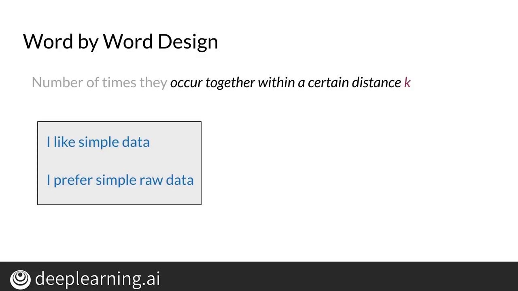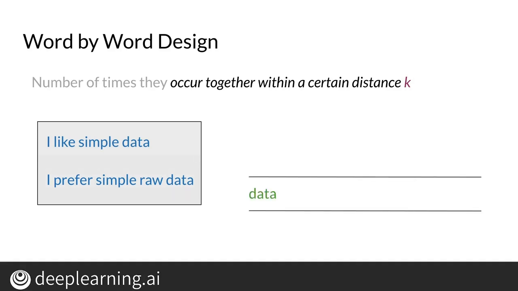For instance, suppose that your corpus has the following two sentences. The row of the co-occurrence matrix corresponding to the word data with a k value equal to 2 would be populated with the following values. For the column corresponding to the word simple, you'd get a value equal to 2.